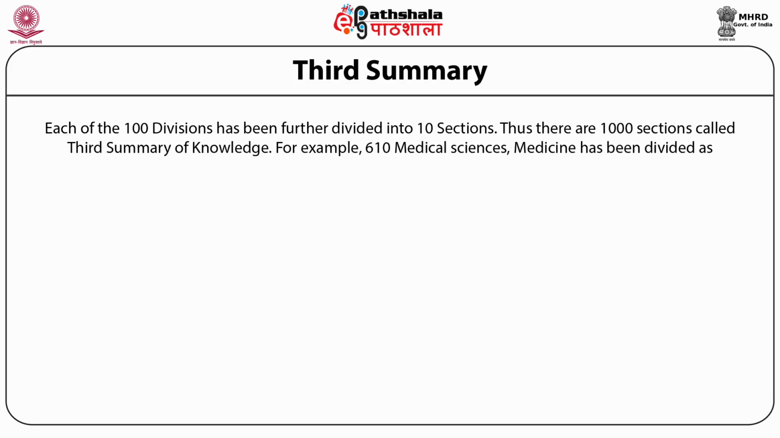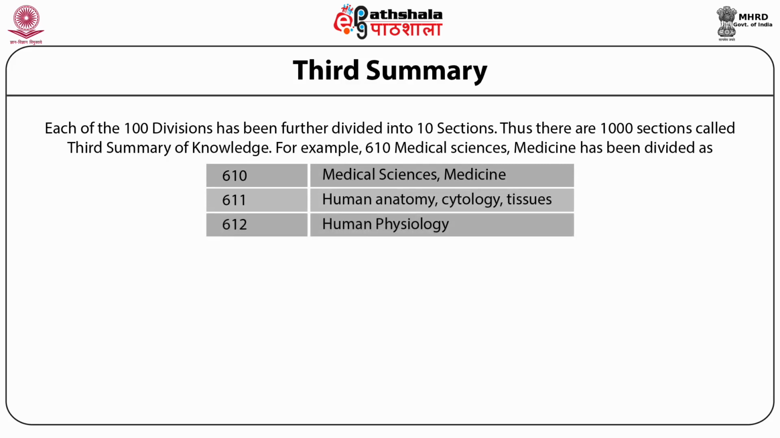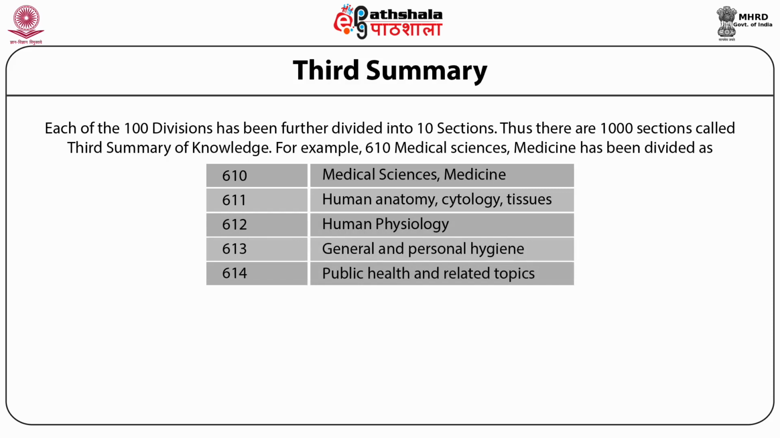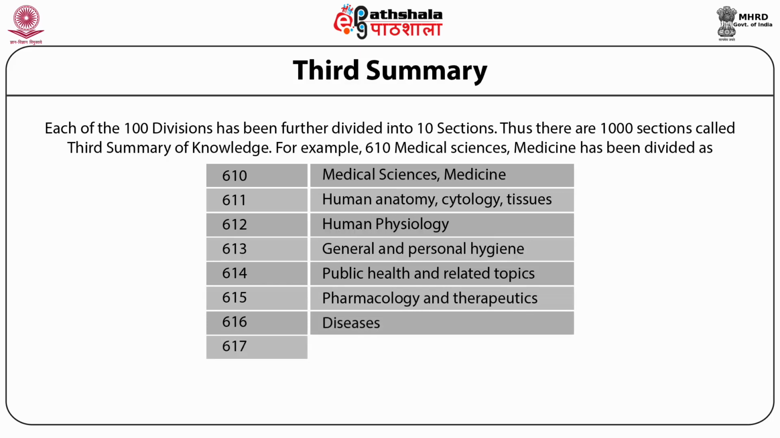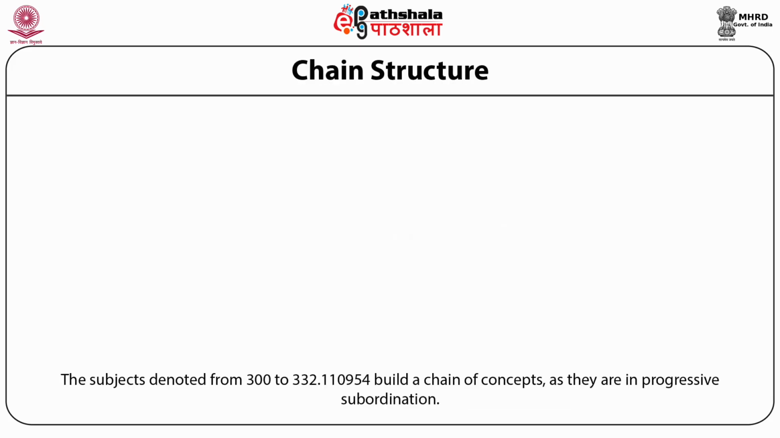Now take another example. The 610 medical sciences can be divided into 10 sections as follows. 610 medical science, medicine in general, and 611 human anatomy, cytology, tissues, 612 human physiology, 613 general and personal hygiene, 614 public health and related topics, 615 pharmacology and therapeutics, 616 diseases, 617 surgery and related topics, 618 the other branches of medicine, for example gerontology and so on. 619 is experimental medicine.